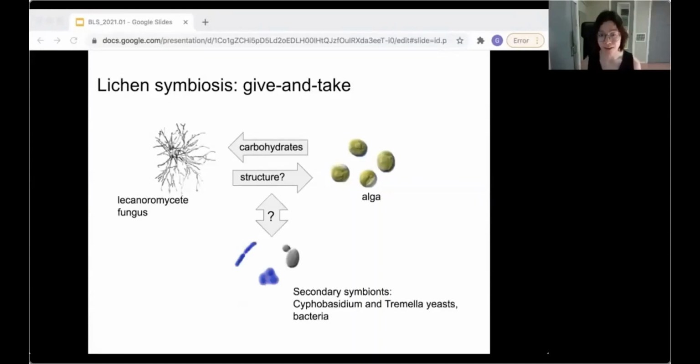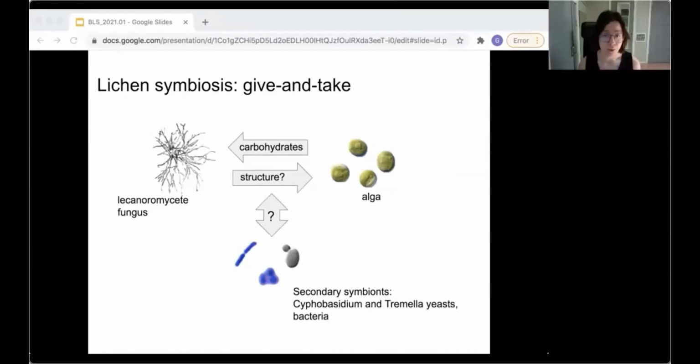Now we know that in some lichens there are some additional secondary symbionts in the form of yeast or bacteria. They are present in lower cellular abundance compared to the two dominant partners, but they are present consistently. And the question is, how do they fit into the lichen symbiosis? What is the relationship between them and the dominant partners? And do they contribute anything to the system?